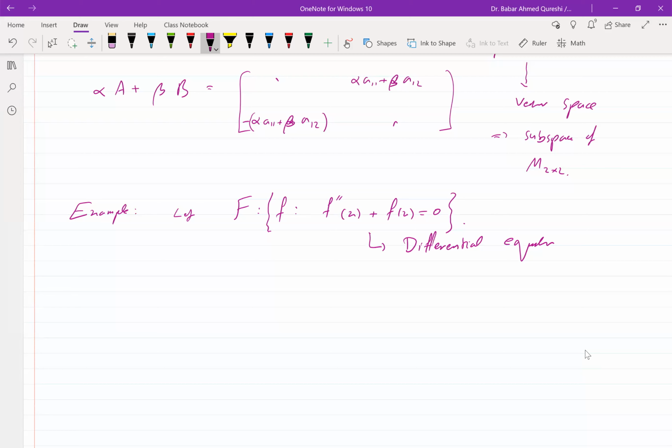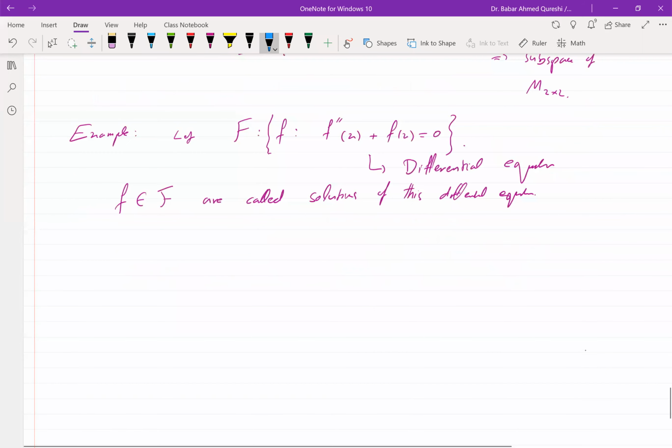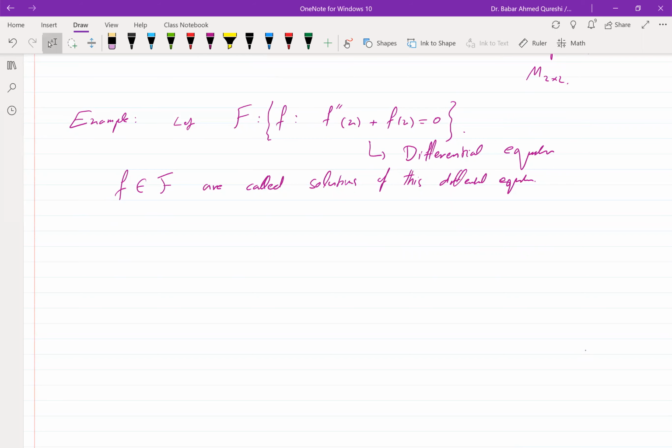So all the functions which have this property are called solutions of this differential equation, because they satisfy this equation. So, in other words, are the solutions of this differential equation a subspace of the full space of functions? Well, you can check.